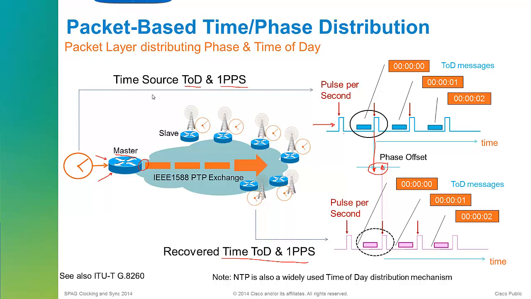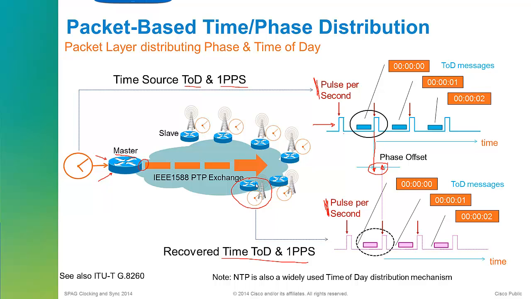So similarly to before, you can take the 1 pulse per second reference signal here, and the 1 pulse per second recovered signal here, and compare the quality of those. In this case, if we have a cell site that requires phase, then we can recover the time of day and the phase out here at the slave on the cell site, and then using the 1 pulse per second output plug, we can actually give 1 pulse per second to the cell site equipment if it requires it.